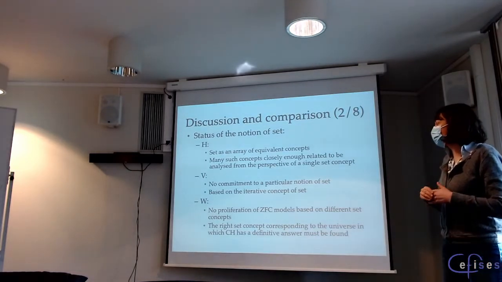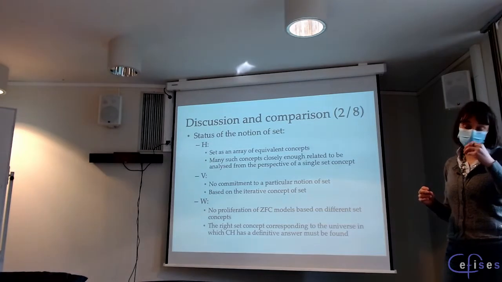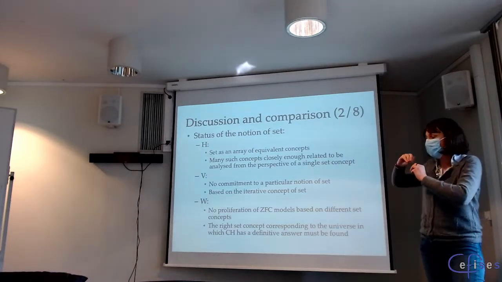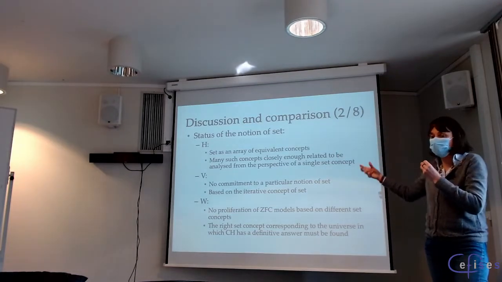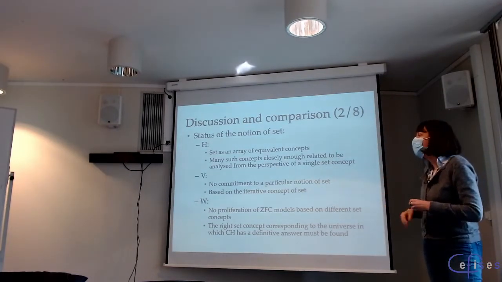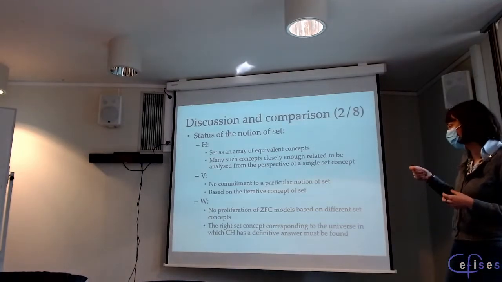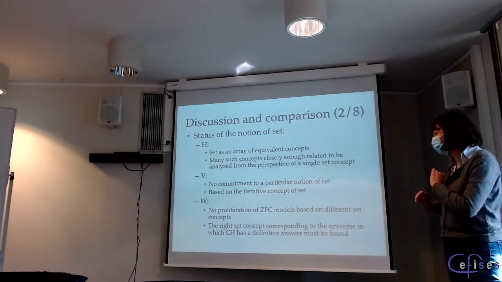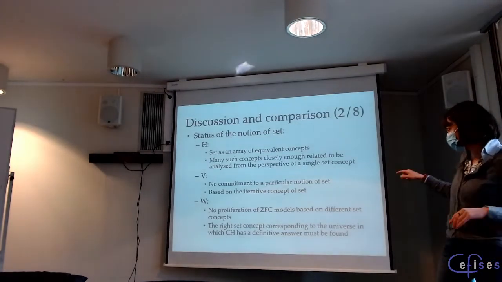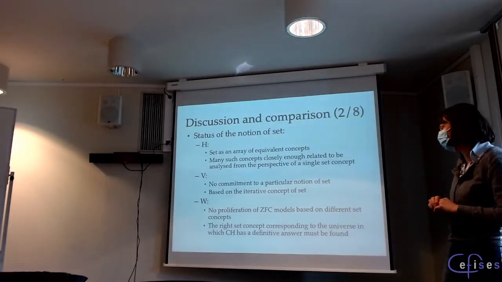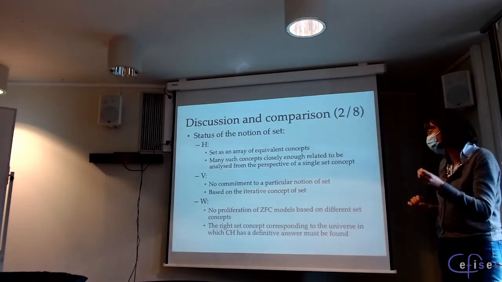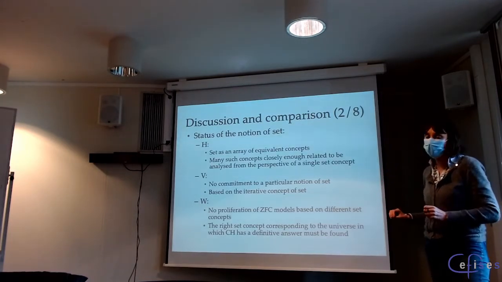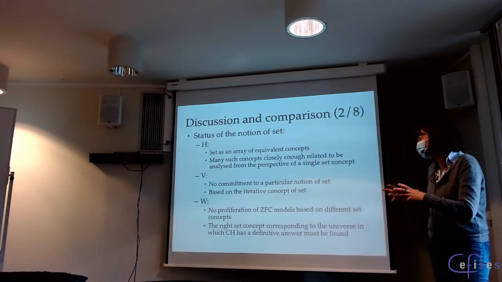For Väänänen, there is no real commitment. He is really working on the level of: suppose that this exists, then what happens? He will not commit to a particular notion of set, but his multiverse is constructed on the iterative concept of set. And for the universe view of Woodin, there is certainly no proliferation of different set concepts that would give a proliferation of models. For him, the right set concept will be the one that allows you to fix and give a definitive answer to given mathematical problems, and find the right universe that is generated by that right set concept.